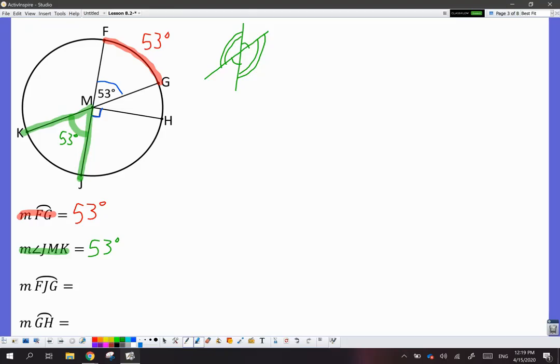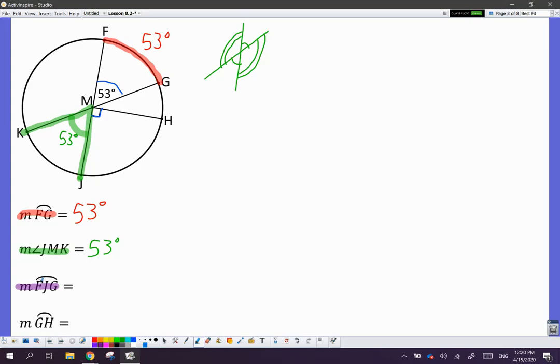Cool. So let's take a look at the next one. I'm going to do this one in purple. So the measure of arc FJG. Now, since we have three letters, that's going to be a major arc. So I know it's going to be more than halfway around the circle. It's going to be greater than 180 degrees.